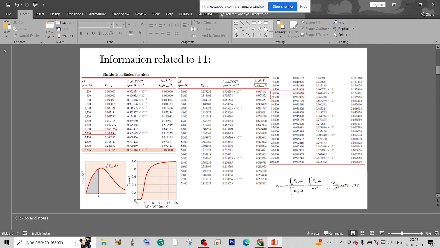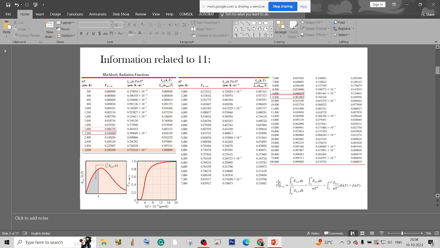Now for B and C, the fraction of the radiation that occurs between 0 to 0.4 micrometer, we have already calculated as 0.1229. And from lambda 2 to infinity, that is for above 0.7, so that will be equal to f lambda 2 to infinity, that is 1 minus f 0 to lambda 2. So 1 minus this, we already know as 0.4889, so this will be 0.511.